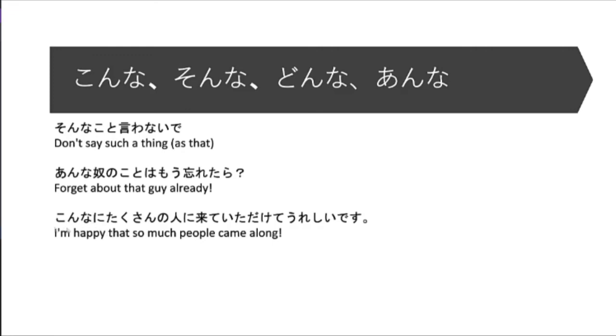So this many people, こんな, this, あんな, that over there, そんな, that sort of thing. So it's kind of saying a sort of thing. In this case, あんな is not really that sort of thing, but it's more saying that person. You would probably say あんなやつ rather than あのやつ. Either one you could possibly use in this situation, but here it's like, so this many people came, I'm happy, or that sort of thing, don't say.